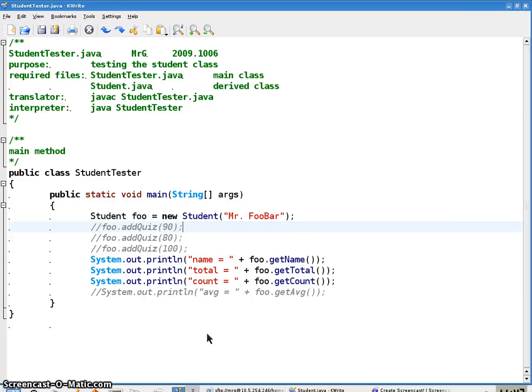Okay, so let's continue C3X6, the student class. We're going to add any number of quizzes we feel like and then get an average. Remember, the precondition for getAvg is you have to have at least one quiz, otherwise you're dividing by 0. So how are you going to write addQuiz and how are you going to write getAvg?